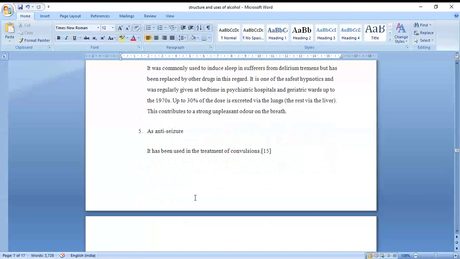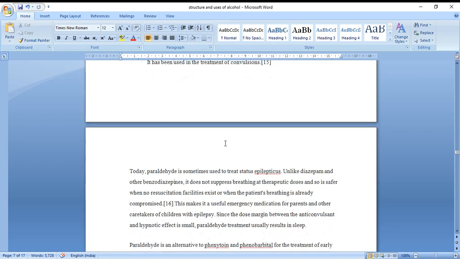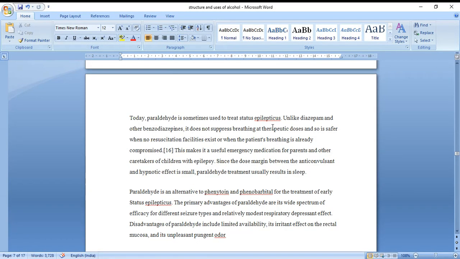As we have discussed, this can be used as an anti-seizure, that is, in the treatment of convulsions. Convulsions are nothing but seizures. Paraldehyde is also used in epilepsy. This convulsion is also called epilepsy. One type of epilepsy is called status epilepticus. Generally this epilepsy is treated by various drugs like diazepam and benzodiazepines.